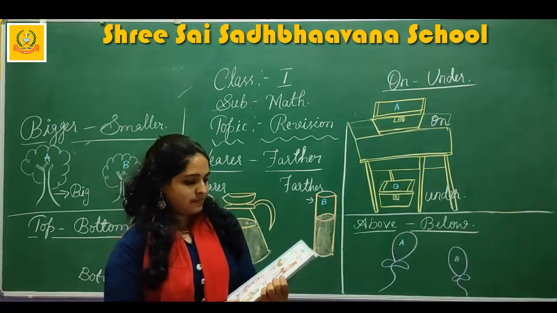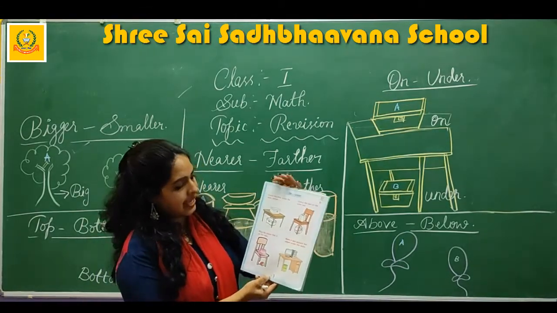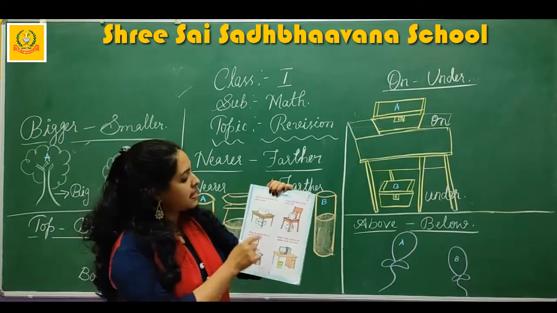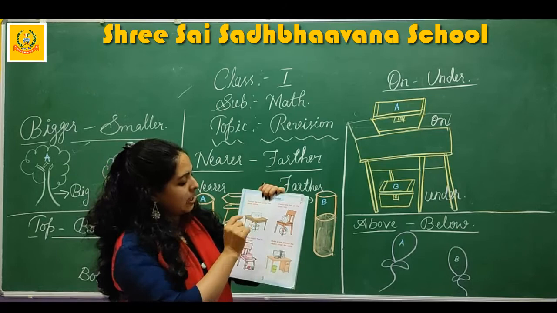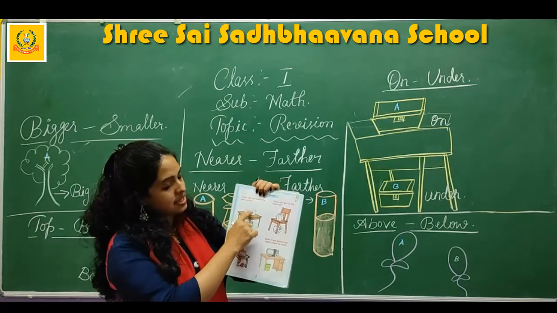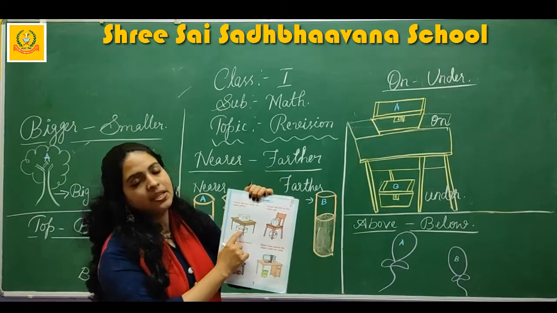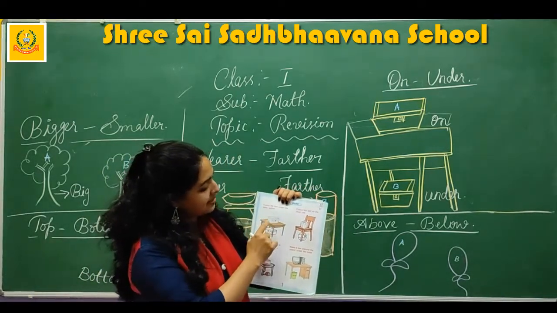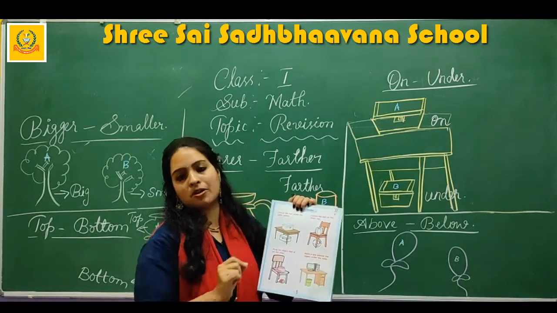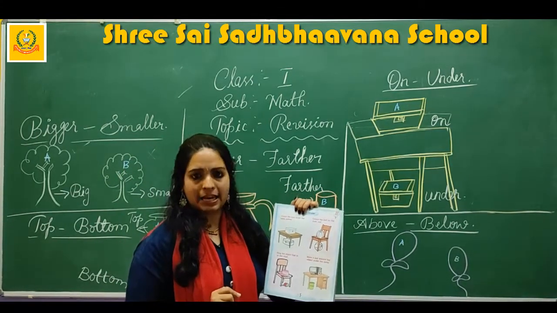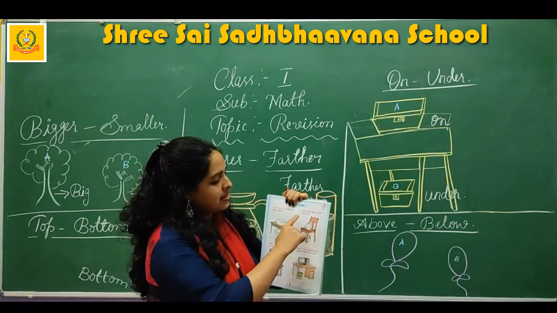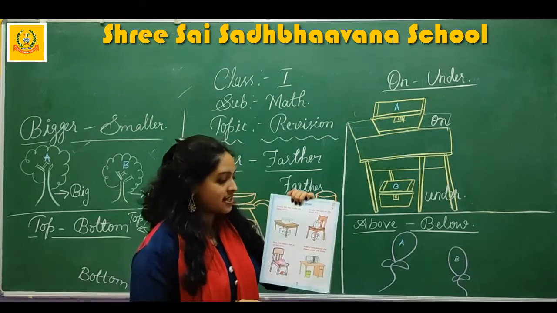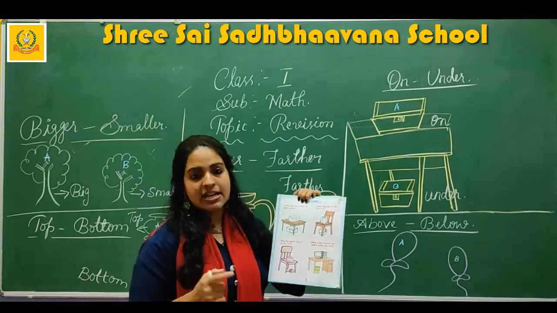Yes. So here you see page number 9. Here some activities are there. You have to work out yourself. Color the box under the table yellow. So here can you see the boxes? One is on the top, one is in the down position, means under the table. So which is under the table? To that you have to give yellow color. Here you see the second one. Color the ball on the chair red. So which ball is on the chair? To that you have to give red color.